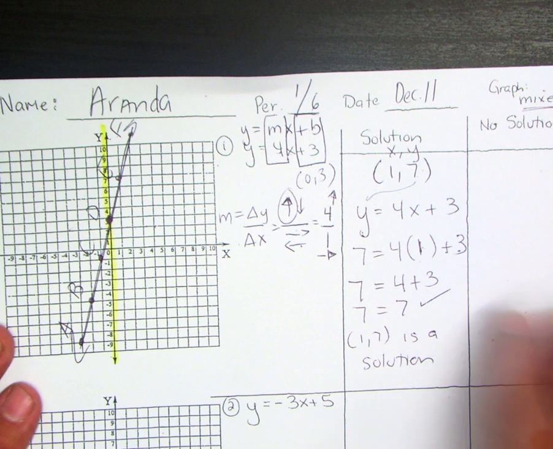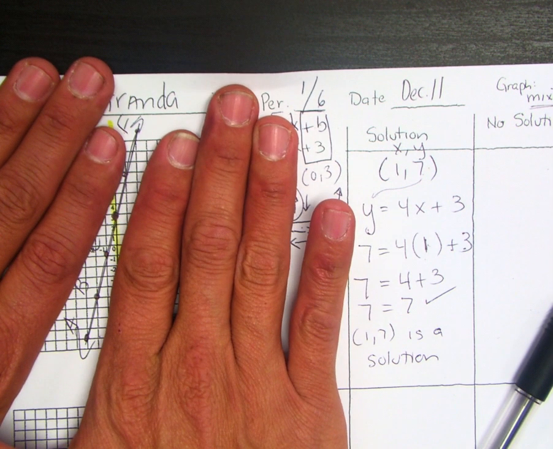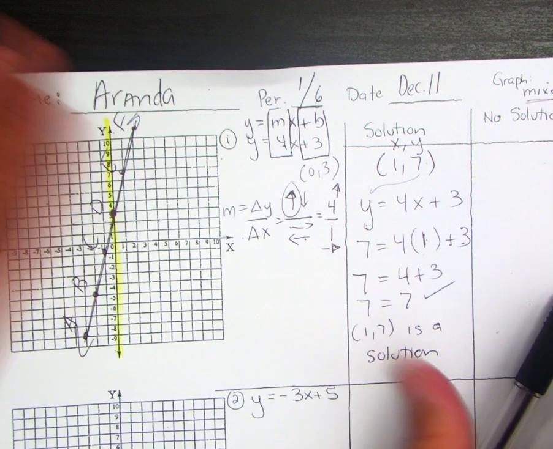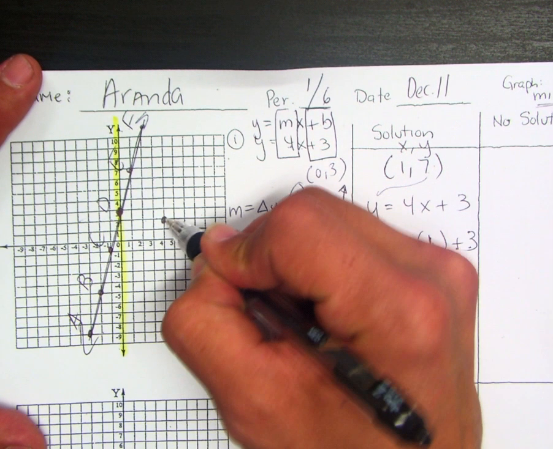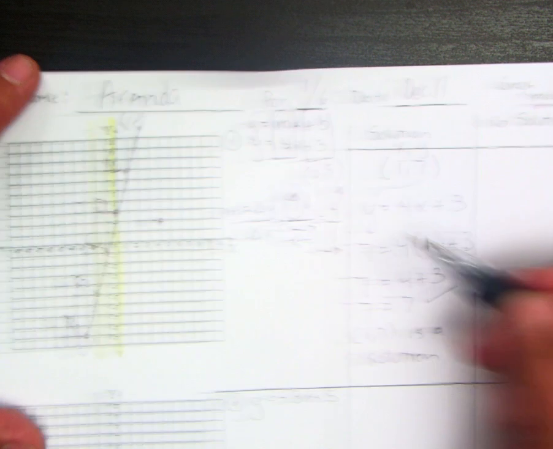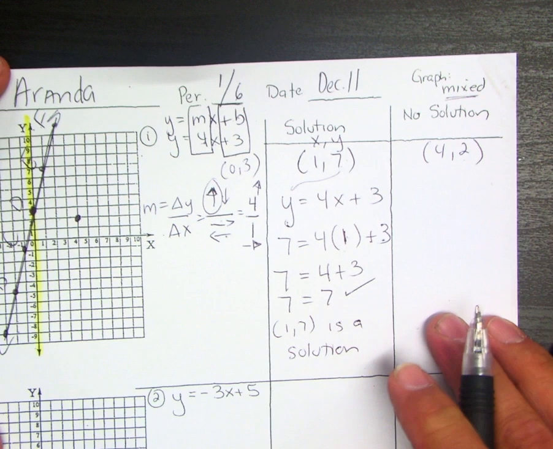Well, which one is not? Let's look at the graph. All these are not solutions. So what am I going to choose? Let's choose this dot right here. That's (4, 2). So I'm going to use (4, 2) as a non-solution.